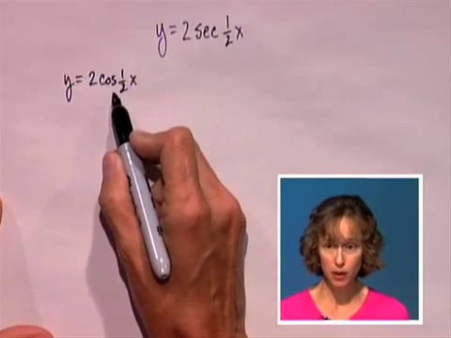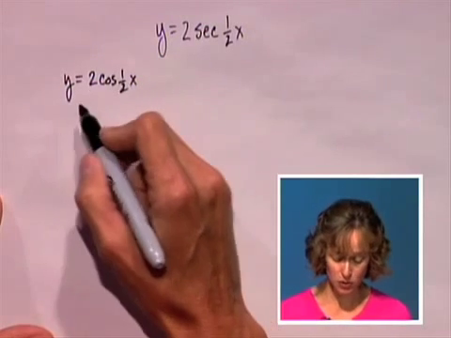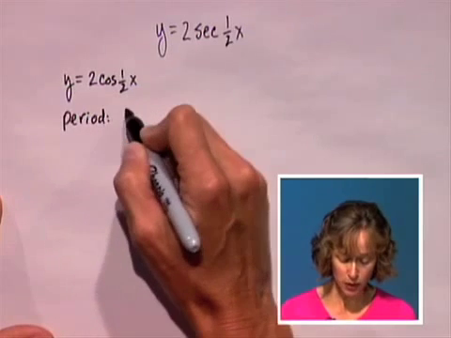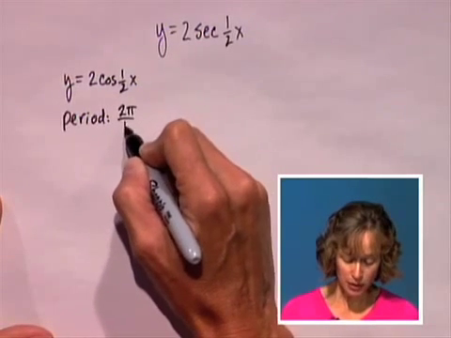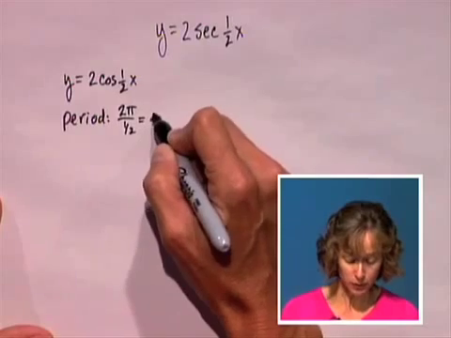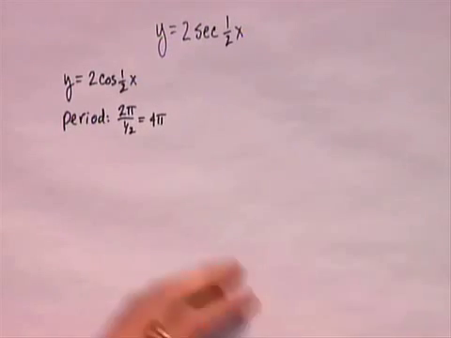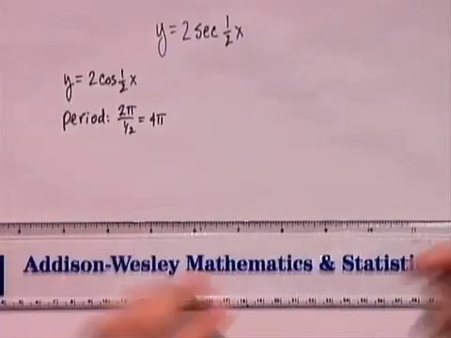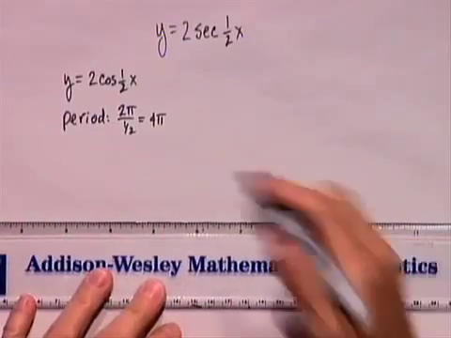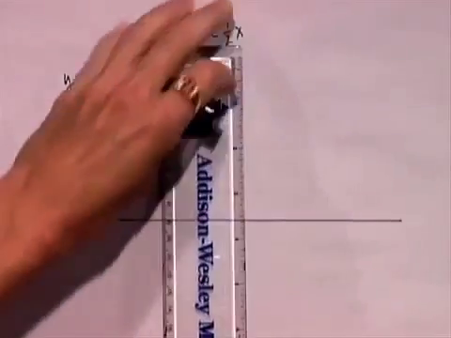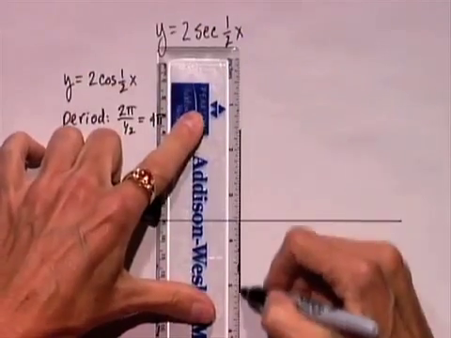Now cosine's period is 2 pi if the coefficient of x is 1. This particular cosine is going to have period 2 pi divided by 1/2, which is 4 pi. So keeping that in mind, I'll scale my axes. So let's draw ourselves some axes to use. There's an x and a y-axis.